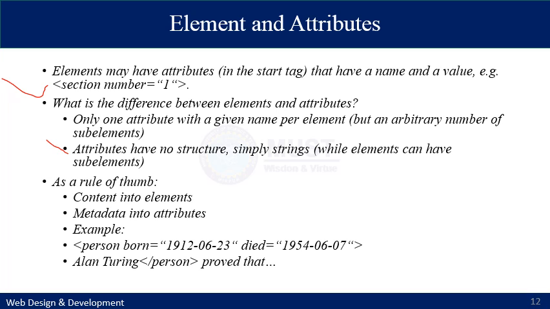As a rule of thumb, content goes into the elements and metadata goes into the attributes. For example, if you want to specify a person, you specify the tag person, and the attributes are the born value and the died value, and then you specify the name in the content of the element as Alan Turing, ending with the tag.